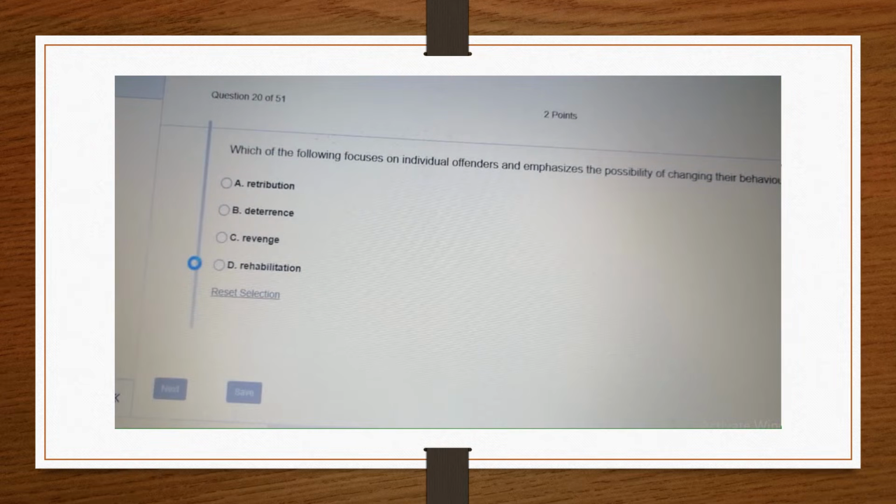Which of the following focuses on individual offenders and emphasizes the possibility of changing their behavior? D, rehabilitation.